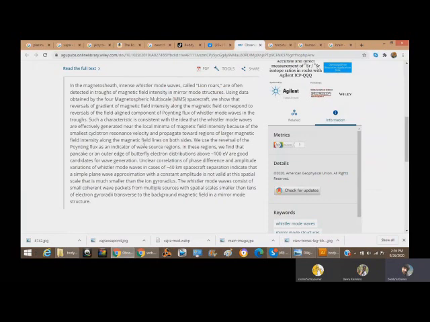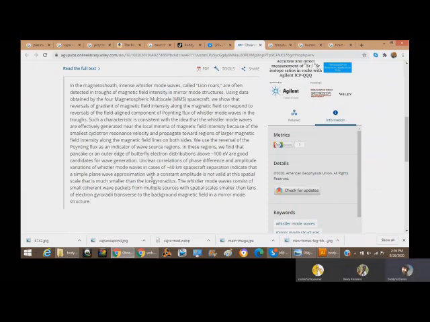We use the reversal of Poynting flux as an indicator of wave source regions. In these regions, we find that pancake or outer edge of butterfly electron dispersions above negative 100 electron volts are good candidates for wave generation. This is really, really awesome. There's a gyro radius. I want to use that word. I'm going to use that. Let's have that be the word of the day.